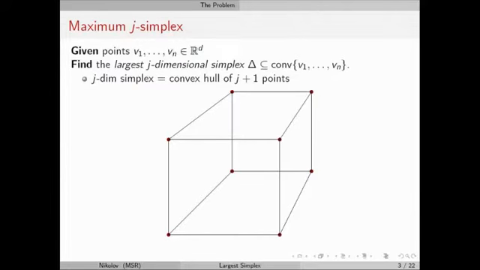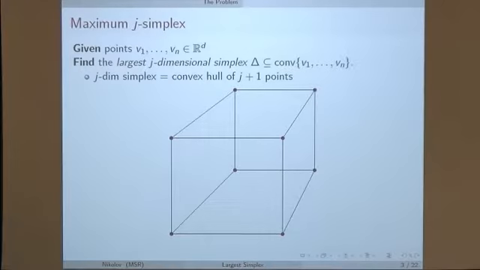So the input is n points in d-dimensional space. And our goal is to find the largest j-dimensional simplex in the convex hull. Okay. So here, those red dots are my points. Imagine this is three-dimensional space. This cube I've drawn is supposed to be the convex hull. And our goal is to find the largest simplex of some given dimension inside that convex hull. Largest I'm measuring by basically volume.